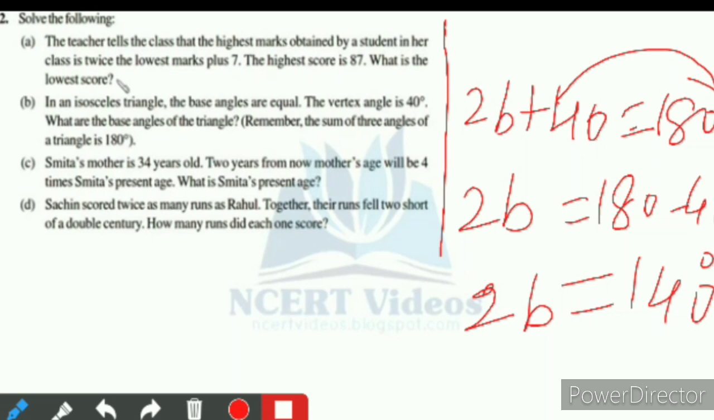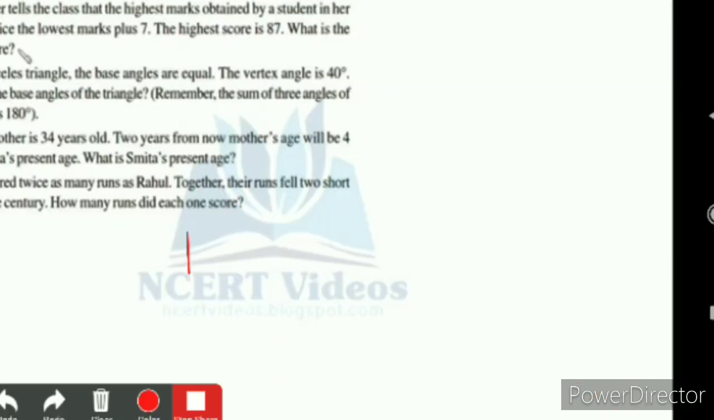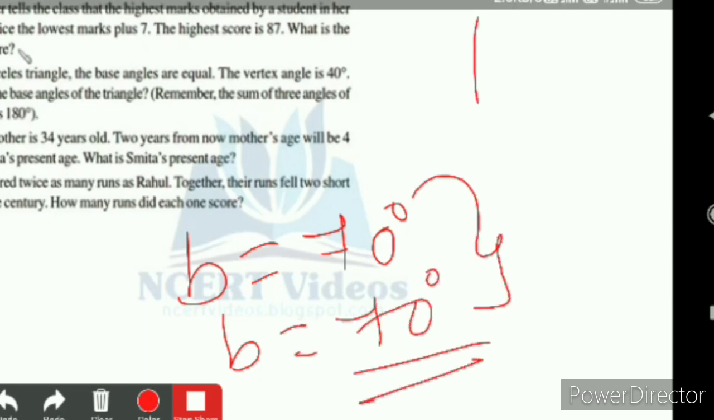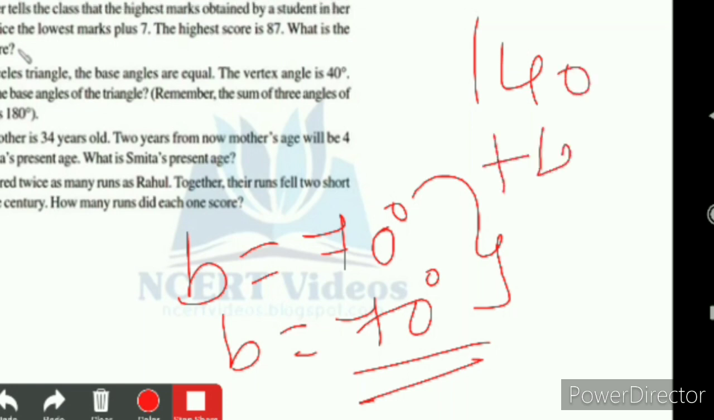These are angle measures. Therefore, B is equal to 140 by 2. 2 ones are 2, 2 sevens are 14, 0 by 2 is 0, so 70 degree. B value is equal to 70 degree. The two base angles measure 70 degree each. 70 plus 70 is 140. 140 plus the vertex angle, we will get the angle sum 180 degree.